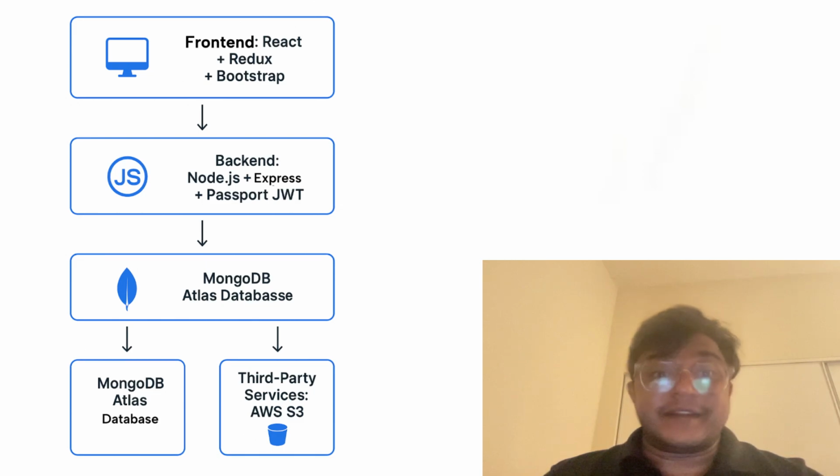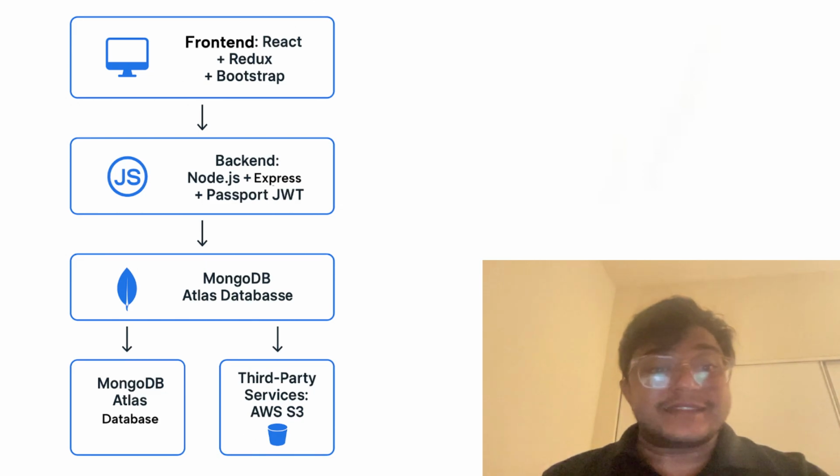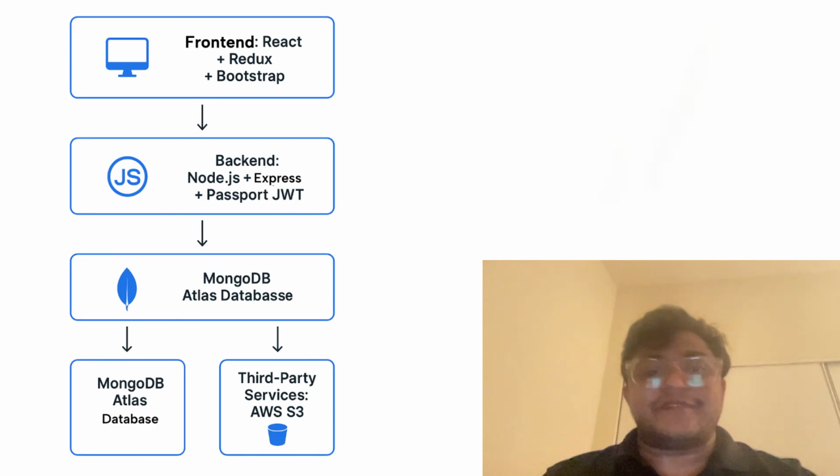I have integrated Passport JWT to secure token-based user authentication. Furthermore, data is safely stored in MongoDB Atlas, a cloud NoSQL database offering high scalability. For media and file storage, I rely on AWS S3, ensuring fast and reliable asset delivery.